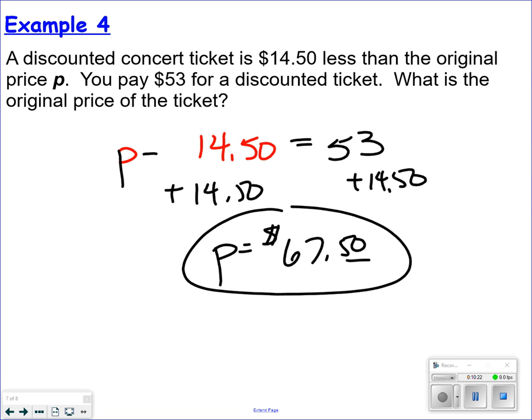So price minus $14.50 equals 53. I'll read the question one more time. The discounted concert ticket is $14.50 less than the original price. You pay $53 for the discounted ticket. What is the original price? The original price of the ticket was $67.50.